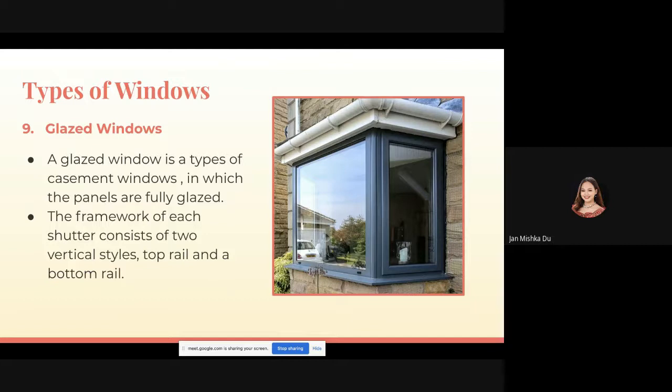Next, please. The next one is glazed windows, and a glazed window is a type of casement window in which the panels are fully glazed. So the main factor why it's called glazed window is because of the panels that are glazed. And the framework of each shutter consists of two vertical stiles, a top rail and a bottom rail. Next, please.